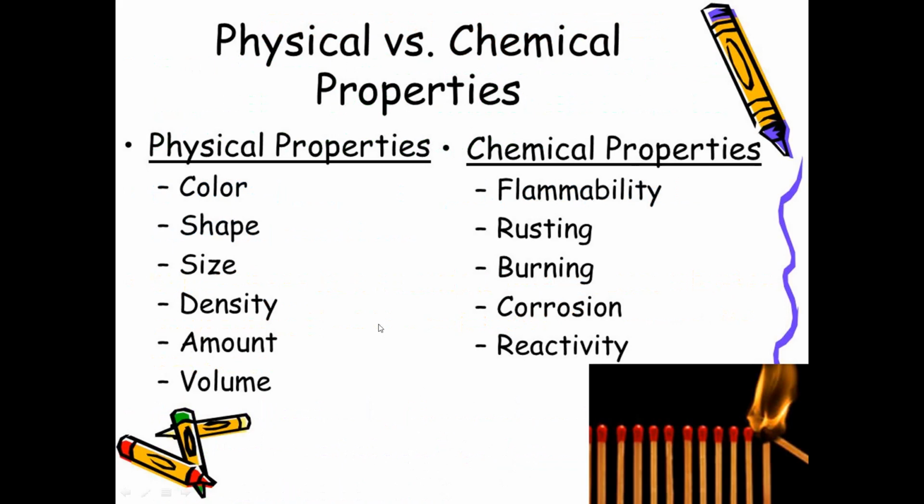Let us see some properties here. What are physical properties? What are chemical properties? Physical properties are like color, shape, size, density, amount, and volume. These are the physical properties. And chemical properties are flammability, rusting, burning, corrosion, and reactivity. These are the chemical properties.